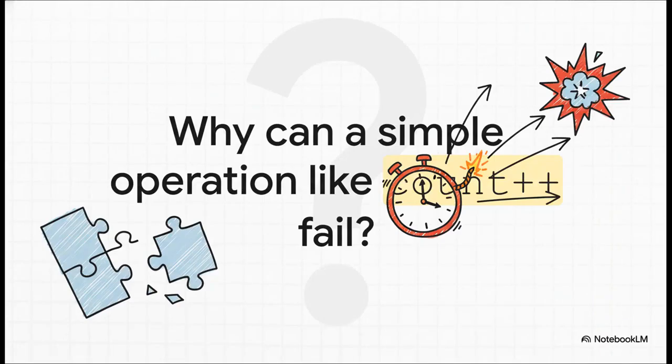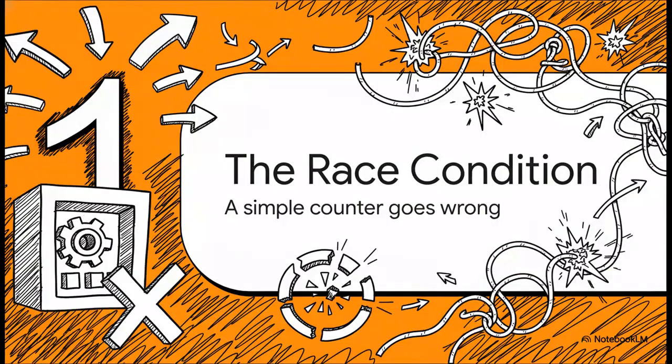So I want to start with a question that seems almost too simple. You look at count++. It's one line. It's basic. What could possibly go wrong with that? Well, it turns out that in a multi-threaded world, that one innocent-looking line is a ticking time bomb. But why? Okay, so before we can talk about the solution, we have to get a really clear picture of the problem. We're going to look at something called a race condition, and we'll see how a super simple counter can just completely fall apart.